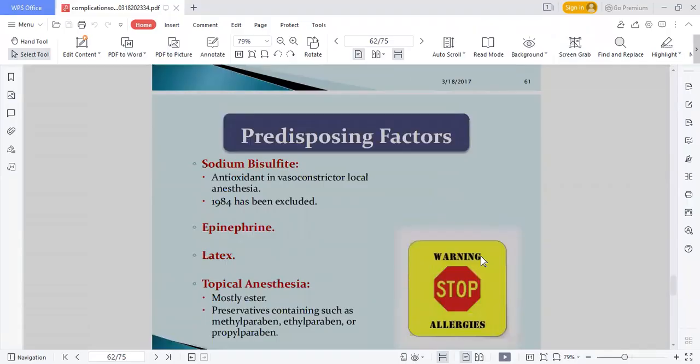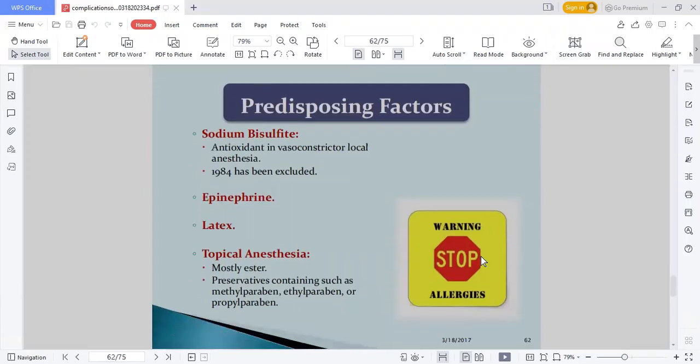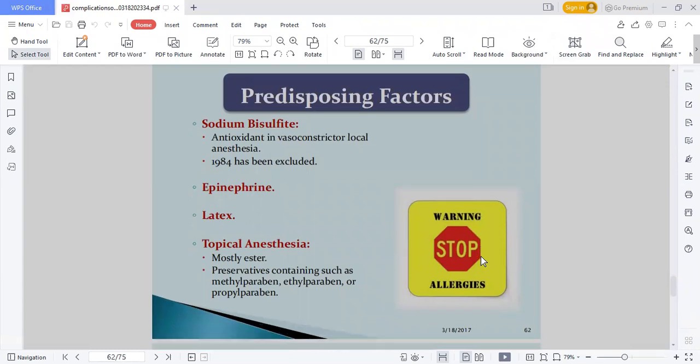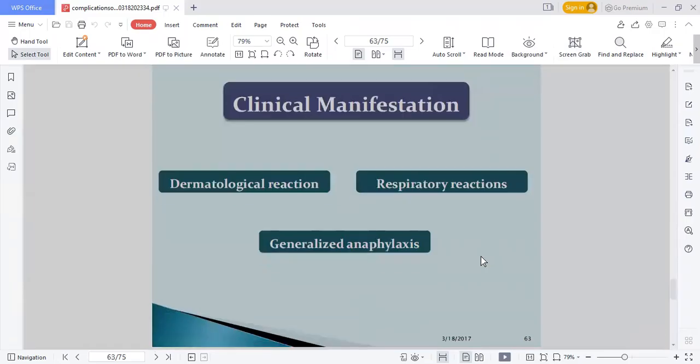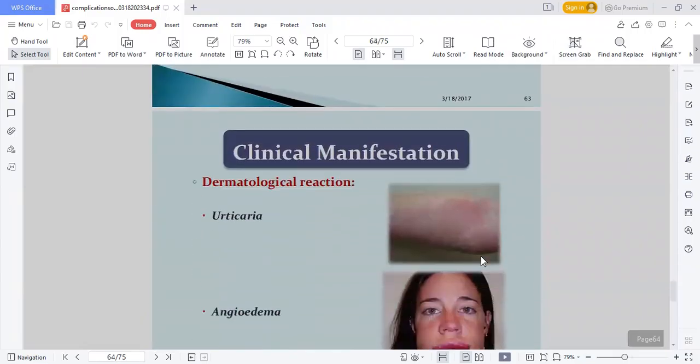Predisposing factors: sodium bisulfite, an antioxidant in vasoconstricted local anesthesia, epinephrine, and latex. Topical anesthetics are mostly esters. Preservatives include methylparaben, ethylparaben, or propylparaben. Manifestations: dermatological reaction, respiratory reaction, and generalized anaphylaxis.